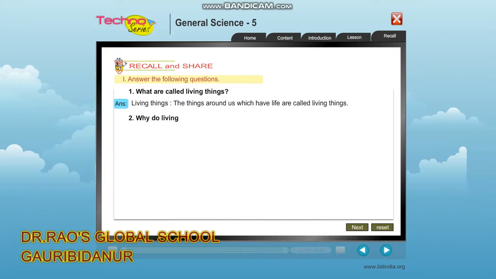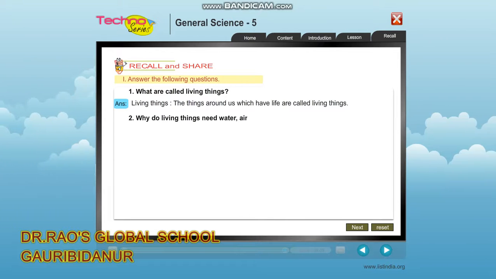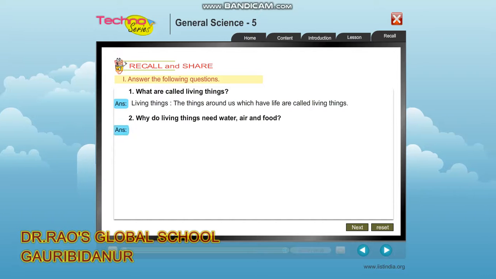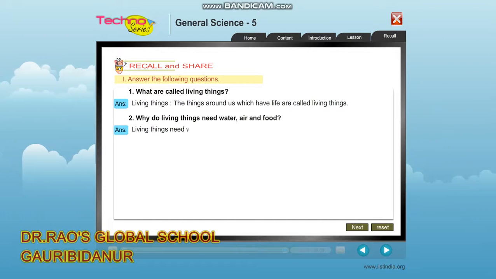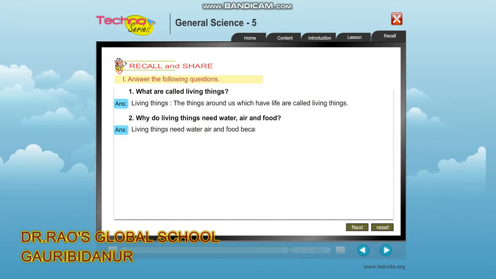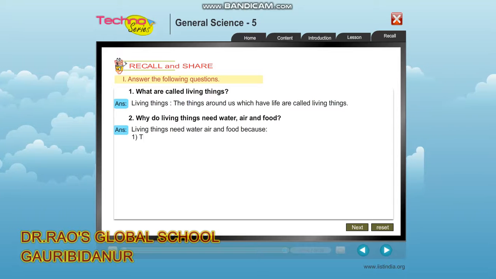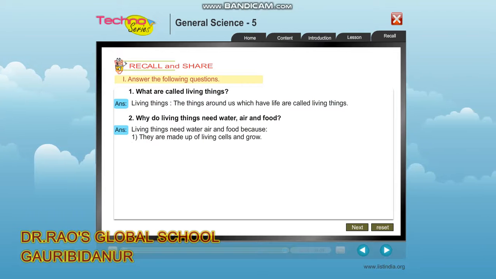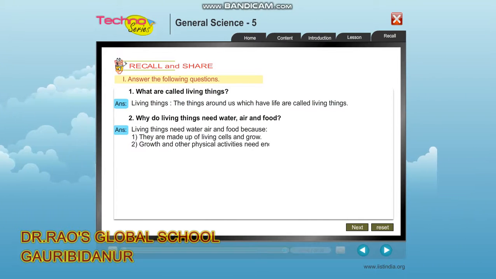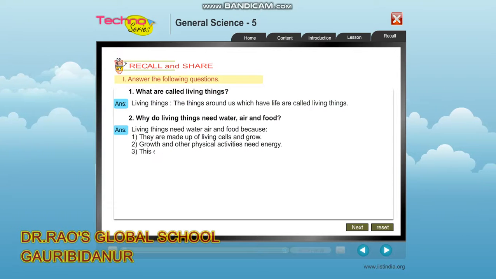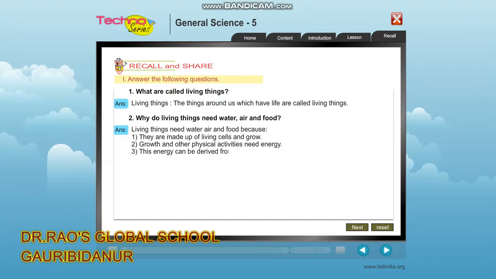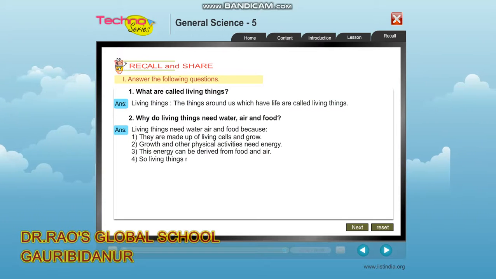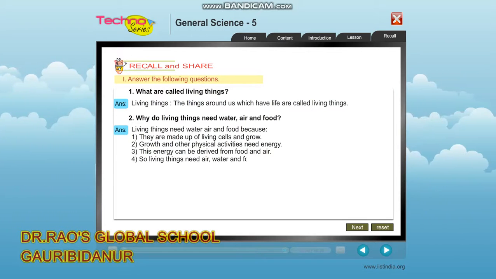Why do living things need water, air, and food? Living things need water, air, and food because they are made up of living cells and grow. Growth and other physical activities need energy. This energy can be derived from food and air. So, living things need air, water, and food.